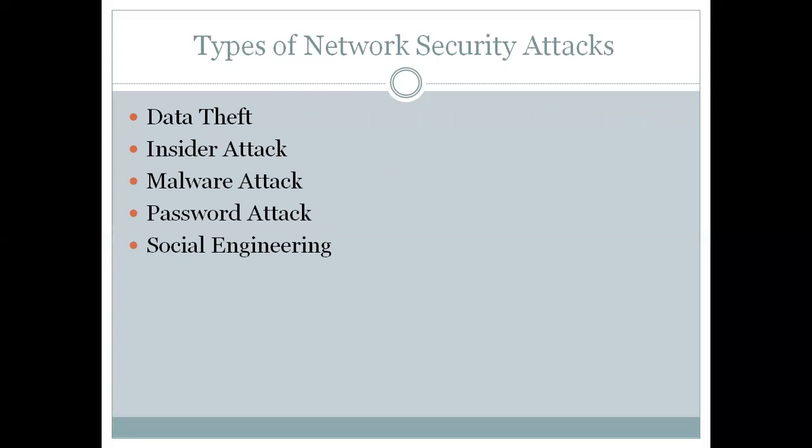The next topic is types of network security attacks. The first is data theft and insider attack. The next are malware attack and password attack, and the last one is social engineering. Data theft, also called data exfiltration, occurs when an attacker uses unauthorized access to obtain private information from the network. Attackers frequently use stolen login credentials to read protected files or steal data while it is in transit or at rest between two network devices.